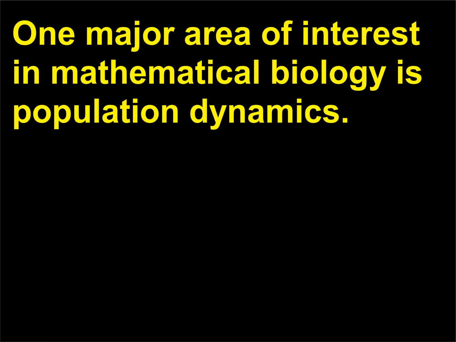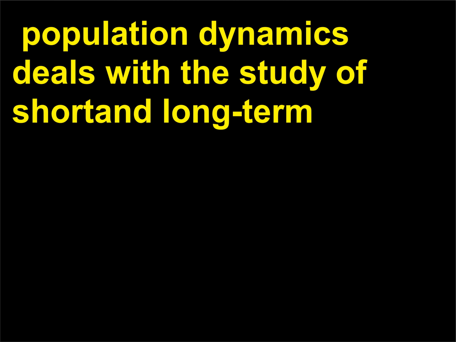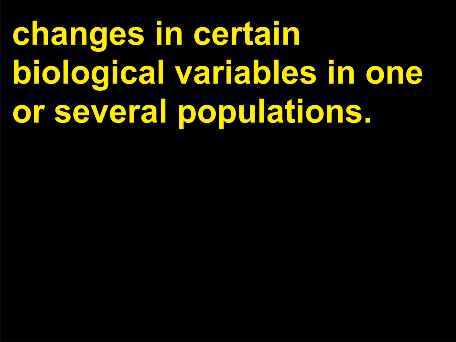One major area of interest in mathematical biology is population dynamics. A population is the number of individuals of a particular species in a certain area. Population dynamics deals with the study of short and long-term changes in certain biological variables in one or several populations.